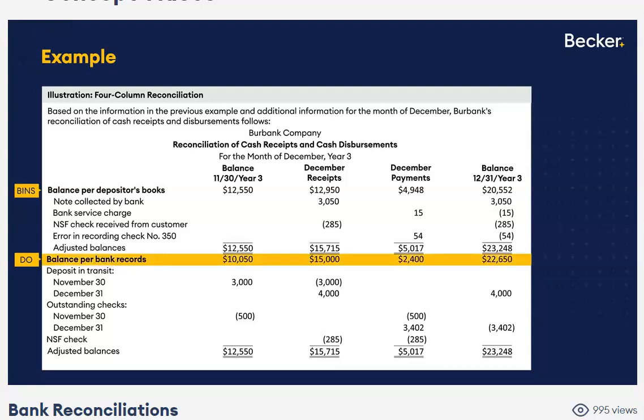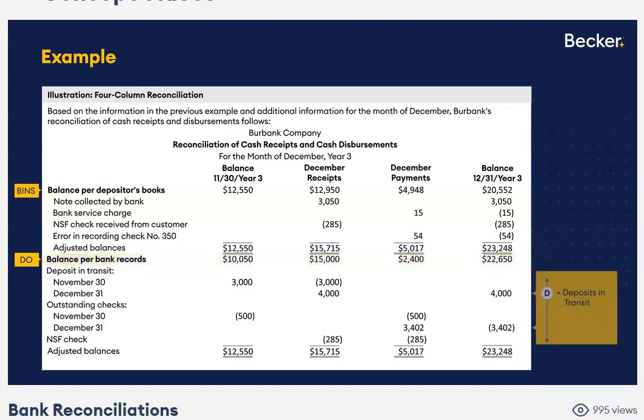Now I take my unadjusted bank balance, $22,650, all the way over in the right-hand column. And then I got to do my bank adjustments. I got to add my deposits in transit, and I got to subtract my outstanding checks. So my deposits in transit, 4,000. My outstanding checks, 3,402. And now we have the exact same adjusted or true balance, 23,248, that could be reported on the balance sheet.